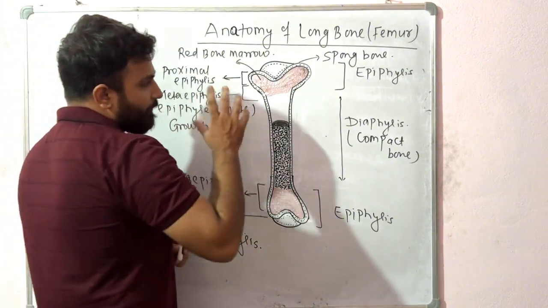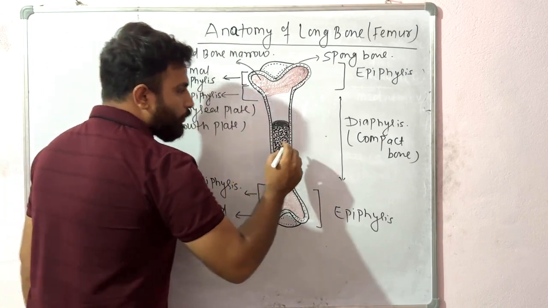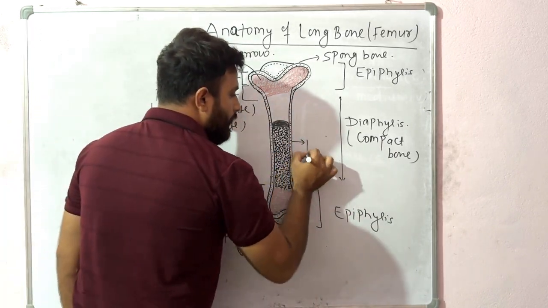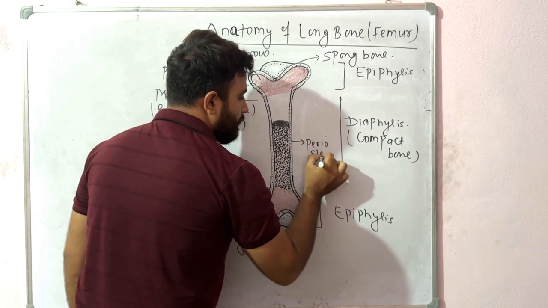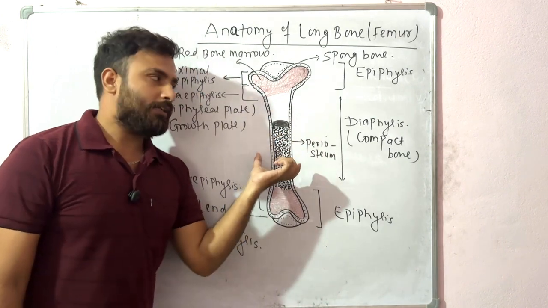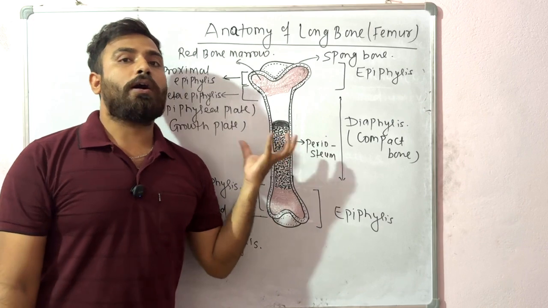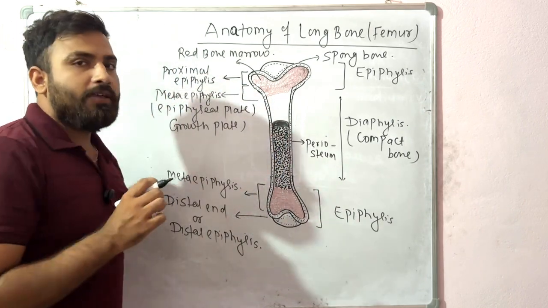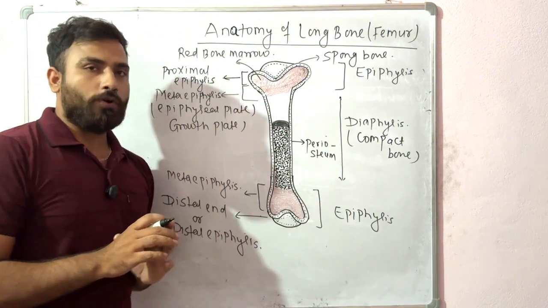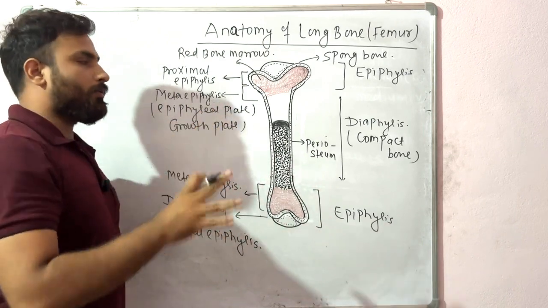If we go further, the diaphysis is made up of compact bone, and the outer layer of the diaphysis is called periosteum. The periosteum is completely made up of compact bone, which makes the bone harder and tough. All the blood vessels and nerves pass through this periosteum into the bone. So nerves and blood vessels pass through the periosteum, which is the outer covering of the bone.